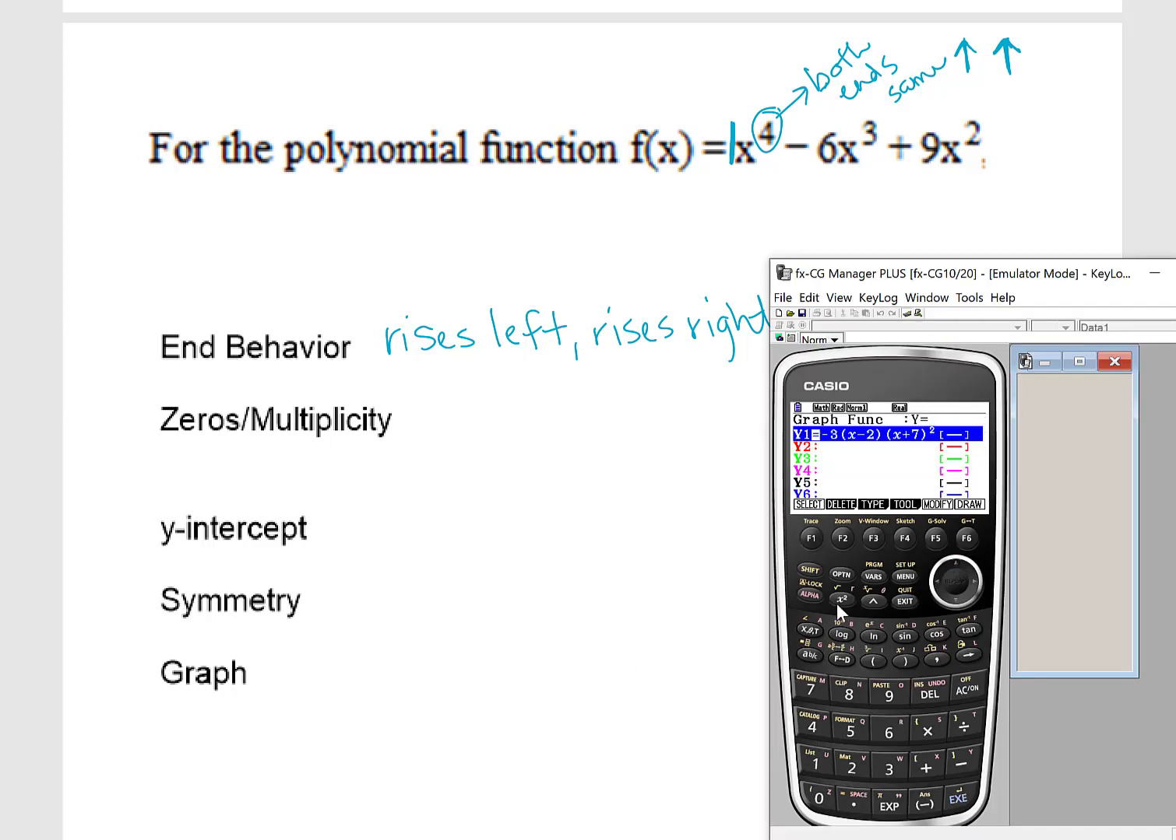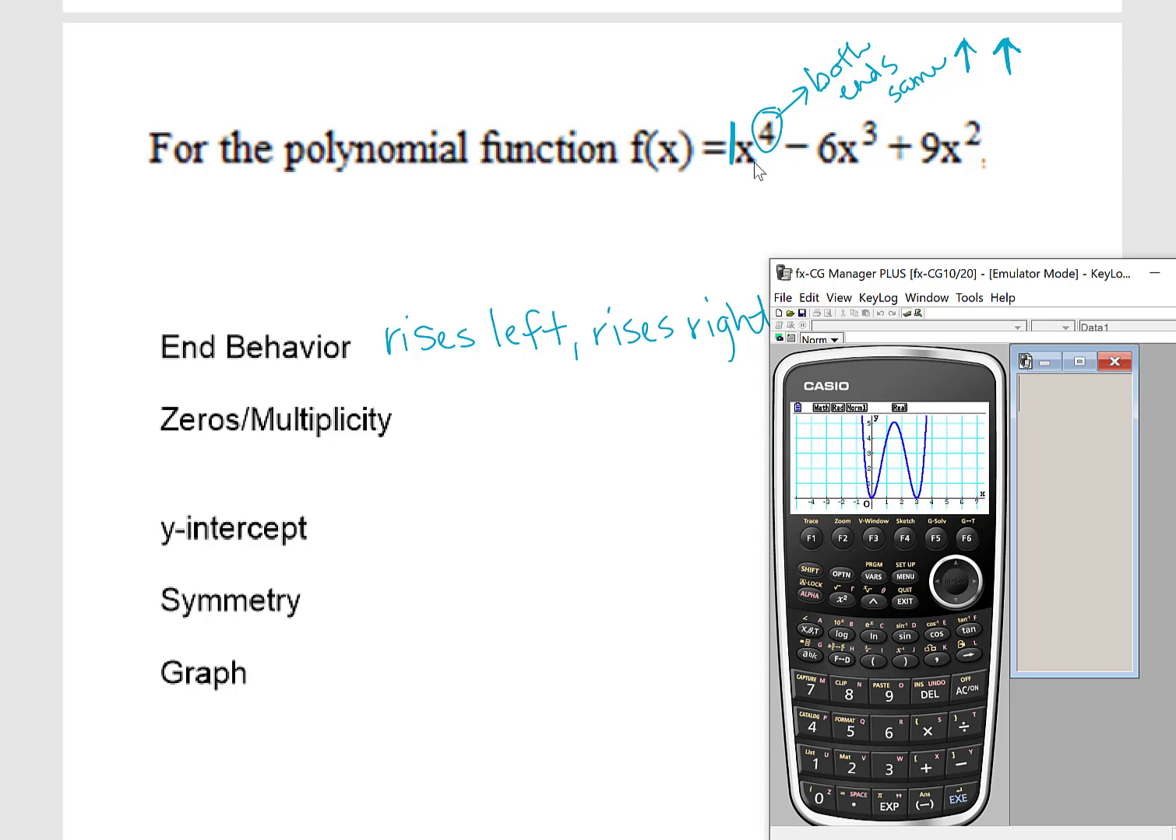Let's put that in there. X to the fourth minus 6x cubed plus 9x squared. Draw it out. Okay, so we see two spots where it looks like it touches and turns.